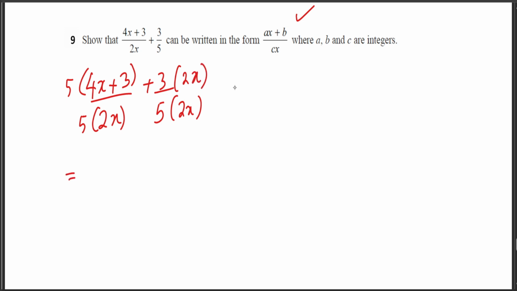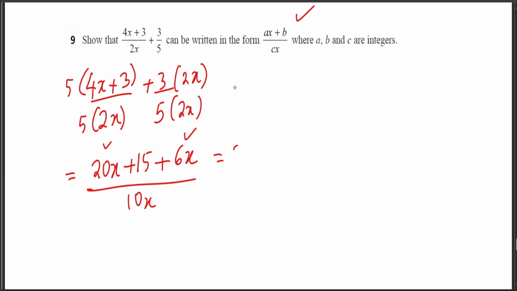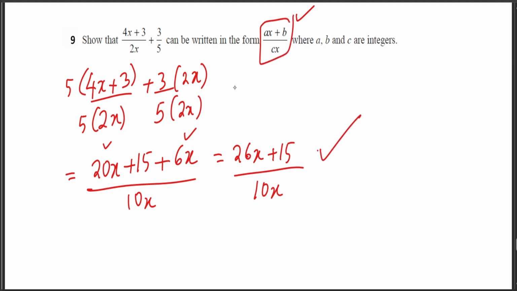So 5 times 4x will give you 20x, 5 times 3 will give you 15, 3 times 2x will give you 6x, all over the LCM, which is 5 times 2x, which is going to be 10x. Now collect the like terms. 20x plus 6x will give you 26x plus 15, all divided by 10x. Okay, I think that is the answer, but I think you can simplify. Can you? No common factor here, so I'll leave it this way because the answer has been told to leave it this way. So that is your answer.